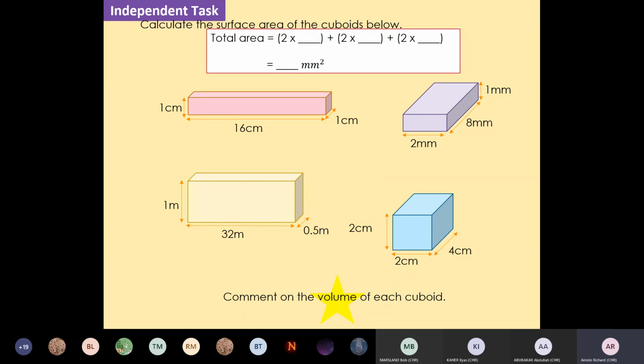So the first one is 66 centimeters squared. I'm just going to show the rest of them on the screen in case some people don't want to see the answer, so they want to do it a bit later. So the second one is up on the screen. Third one is up on the screen. And finally, the fourth one is up on the screen. Perfect.